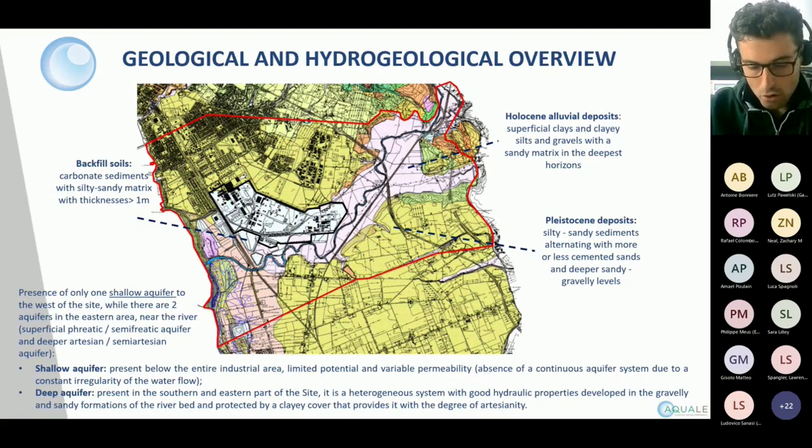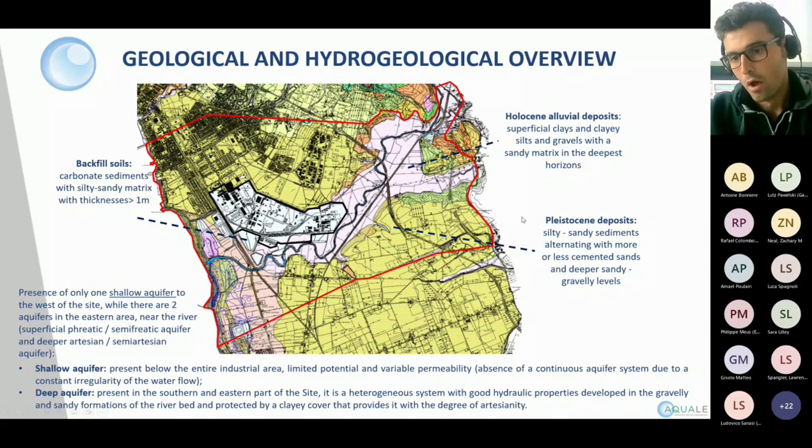So, about the geological and hydrogeological overview, the subsoil below the industrial site and the surrounding areas consists of the following deposits from the oldest to the most recent. We have Pleistocene deposits here in the yellow part, the Holocene alluvial deposits close to the river here in the rose, and the backfill soil in the zone of the industrial plant. In general, we have an alternation of sandy, clayey, and gravelly deposits, mainly of carbonate origin.